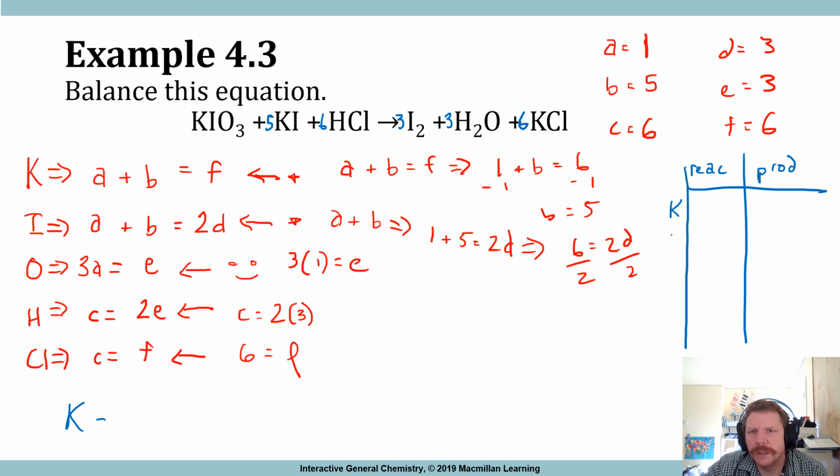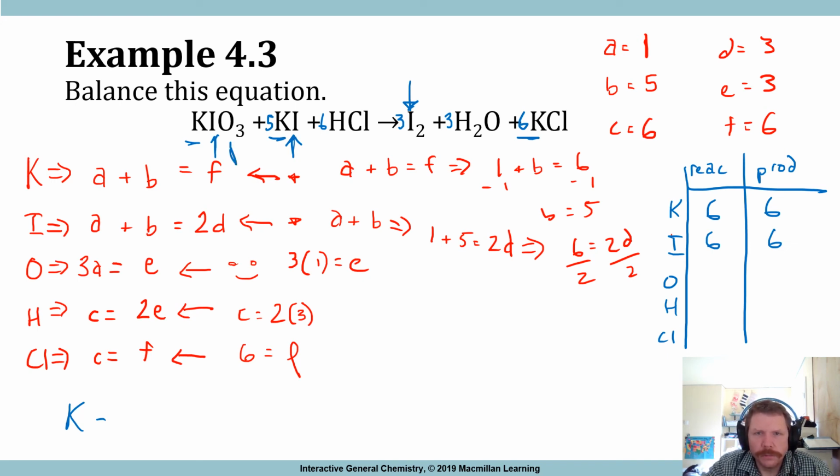So potassium, iodine, oxygen, hydrogen, and chlorine. Potassium, how many potassium do I have on my reactant side? I've got 1 here, 5 here. So I've got 6. How many on my product side? Well, I've got 6 there, so 6. So potassium checks out. Iodine, well, I've got 5 right here and 1 right here. So I've got 6 iodine on this side. Well, I've got 3 I2, which would give me 6 iodine on that side.